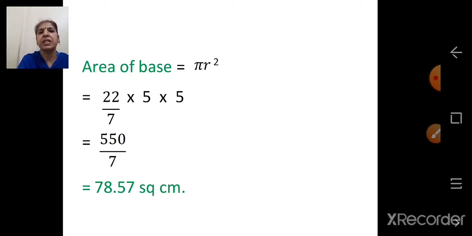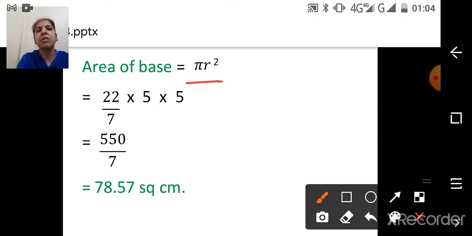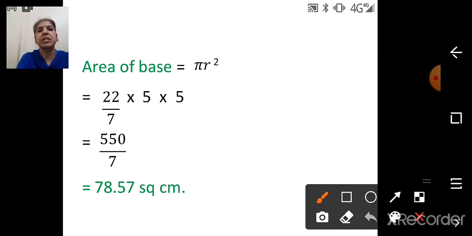Then area of base. Now we know that the base of cylinder is circular, so we are using the formula of circle. Area of base is equal to pi r square. Substitute the values. That is pi, 22 upon 7 into 5 into 5. And then we will multiply. 22 with 5, 110. 110 with 5, 550 upon 7. So when you divide these numbers, you will get the answer 78.57 square centimeter.